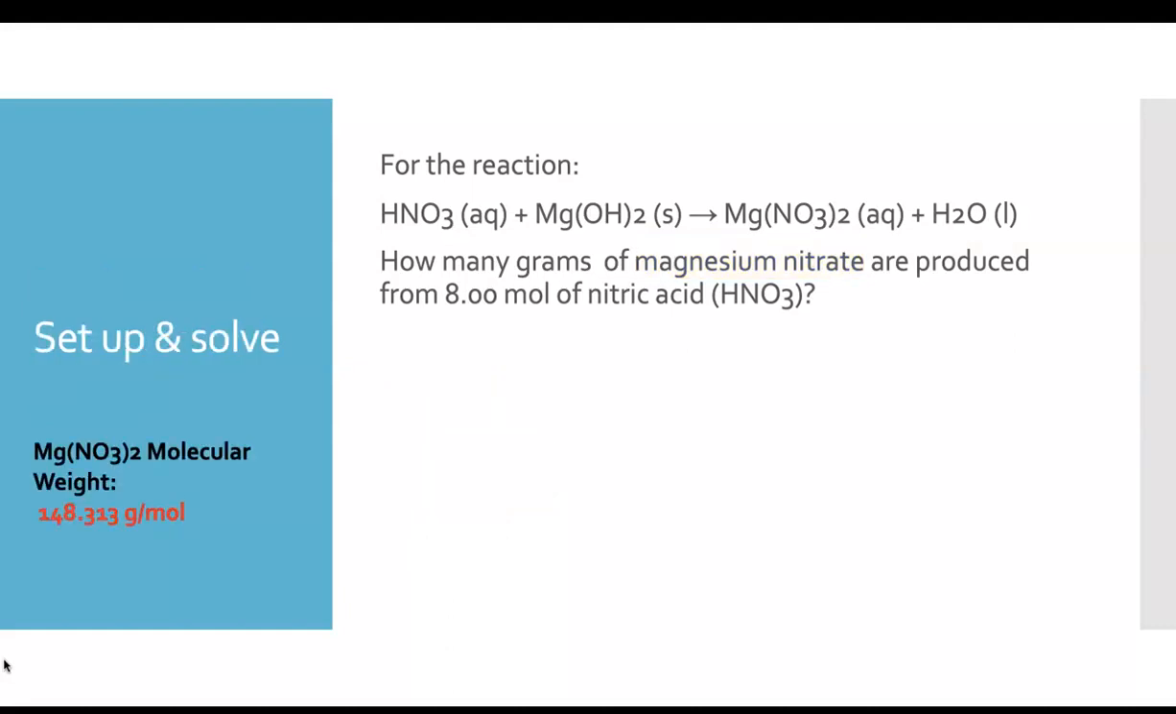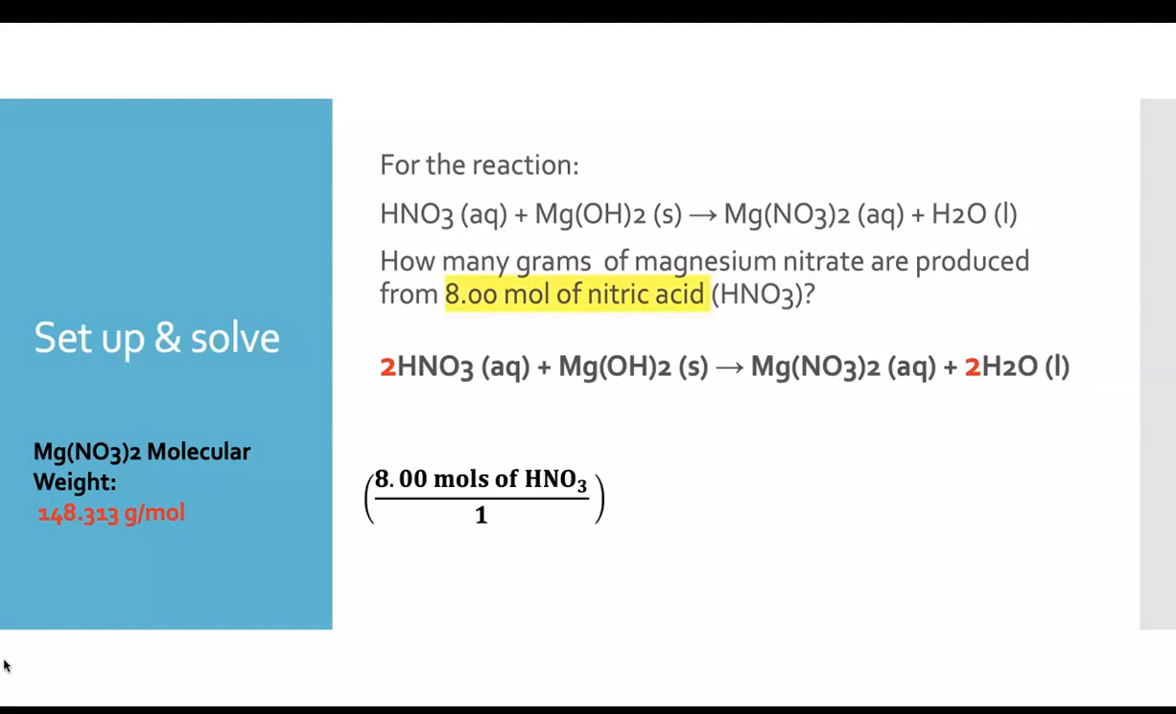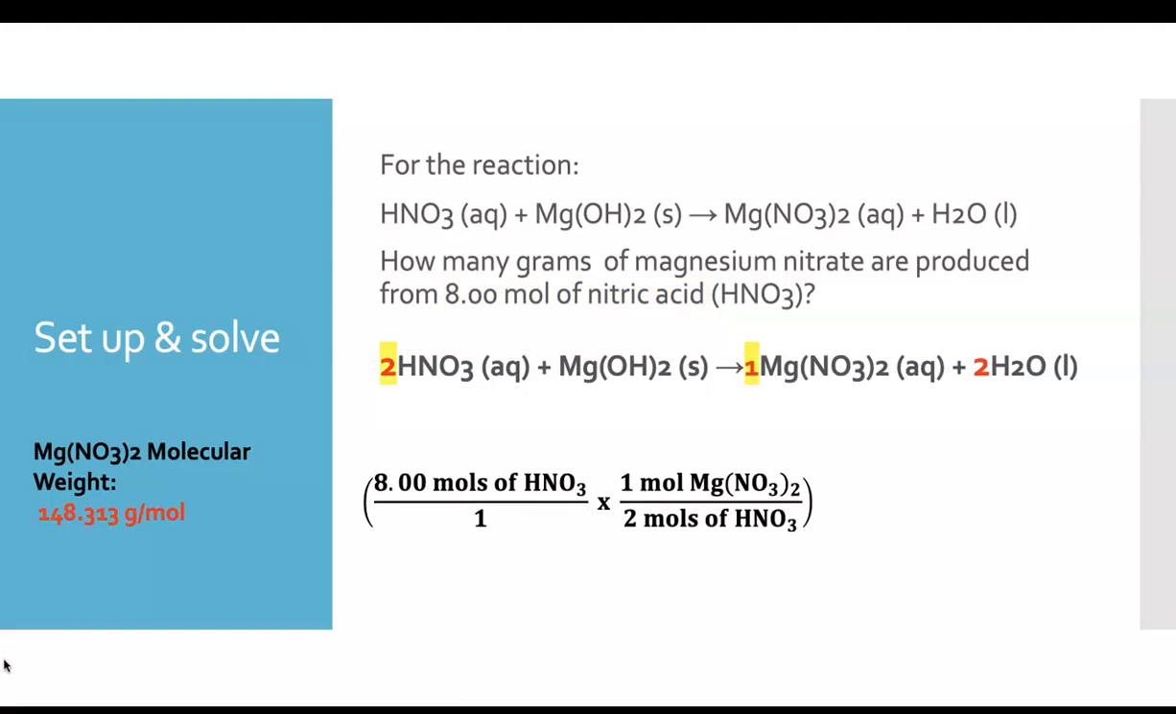So now we're going to set up the equation and then solve. Here's our balanced equation that we already solved for, and we're going to start by writing our given of 8 moles of nitric acid, and we're going to put that over 1. Next, we're going to look at the relationship between the moles of nitric acid and the moles of magnesium nitrate. We see that on the reactant side, we have 2 moles of nitric acid, and that's going to yield us 1 mole of magnesium nitrate.